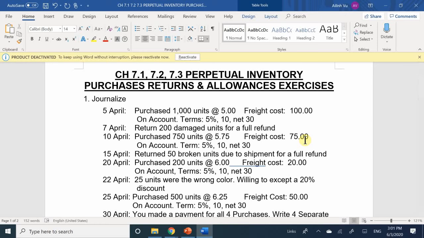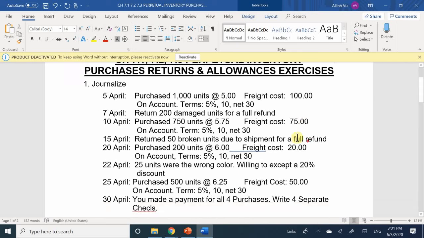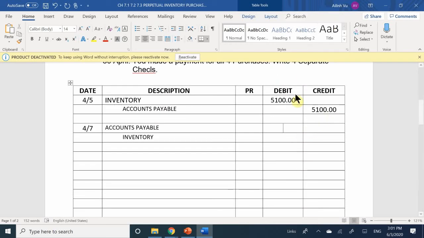If we had 200 items, assuming that this came from the first batch that we received, how much did we purchase each item for? 200 times $5 equals 1,000. That means we're going to decrease accounts payable by $1,000.